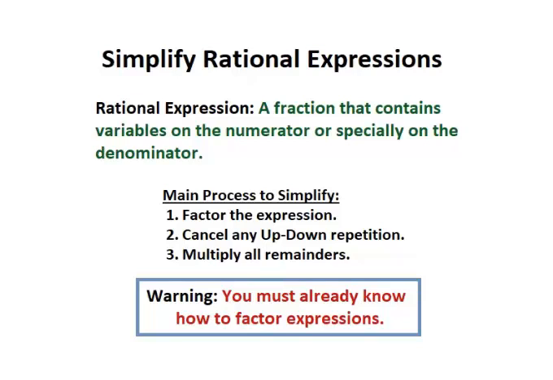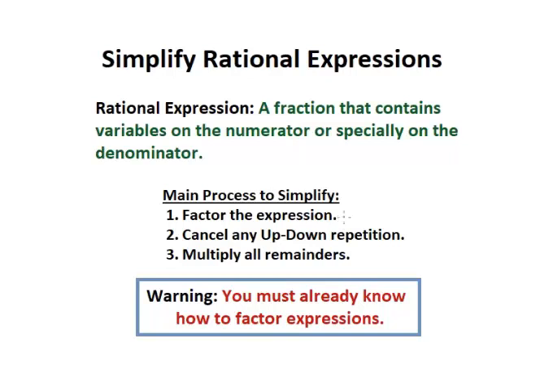Okay, we're going to see how to simplify rational expressions. A rational expression is basically a fraction that contains variables on the numerator or the denominator, but especially on the denominator, sometimes alone. The main process to simplify rational expressions involves factoring. So if you don't know how to factor expressions, you need to learn that skill first. Make sure you check the videos that explain how to factor expressions.